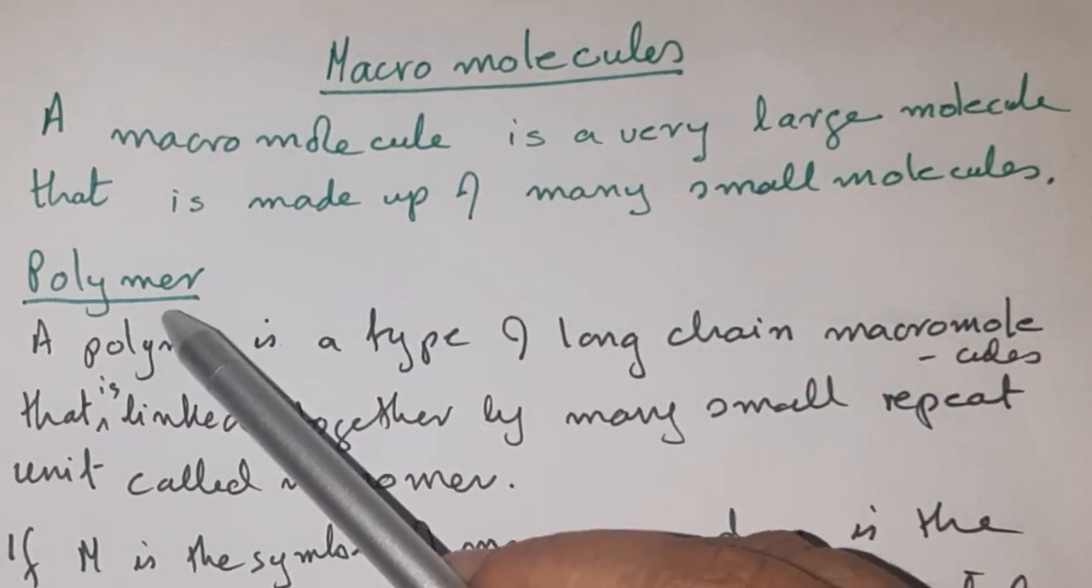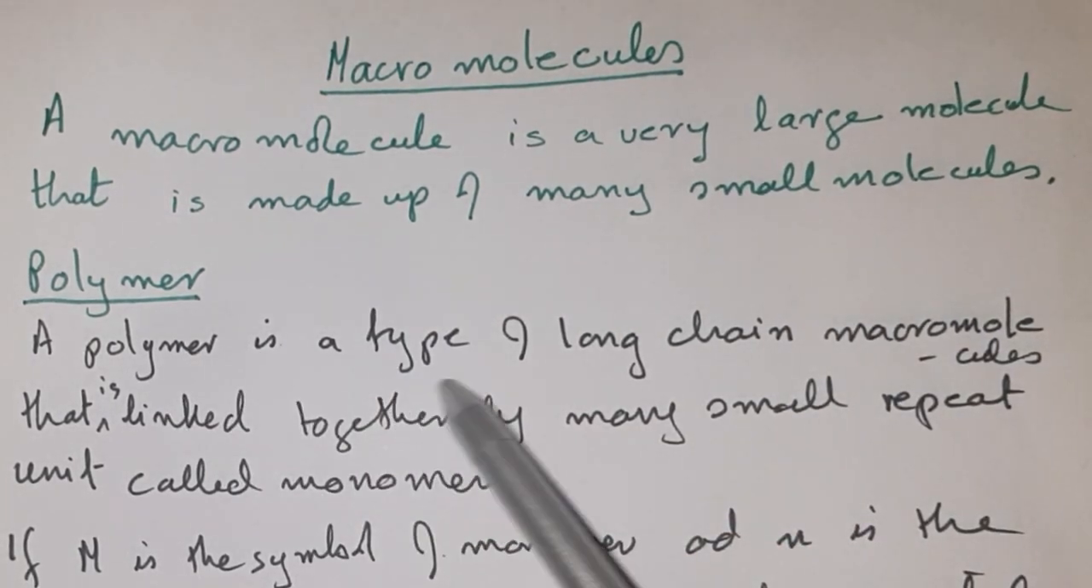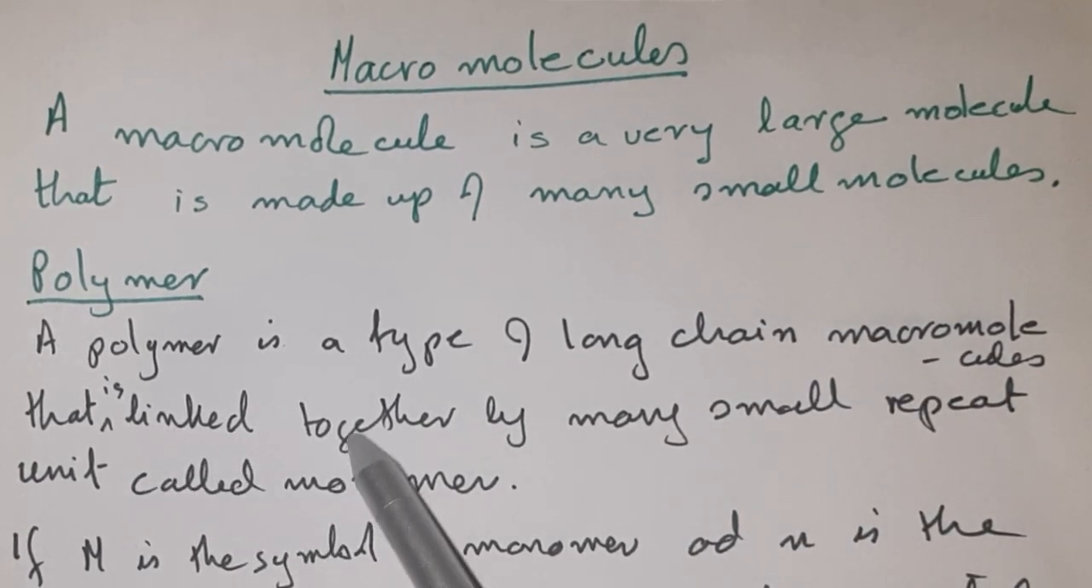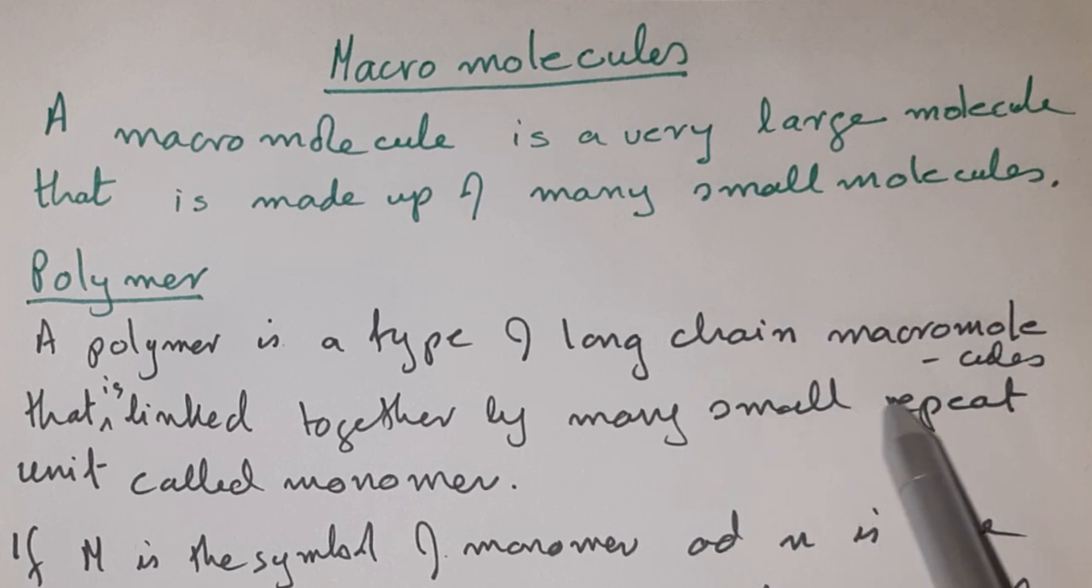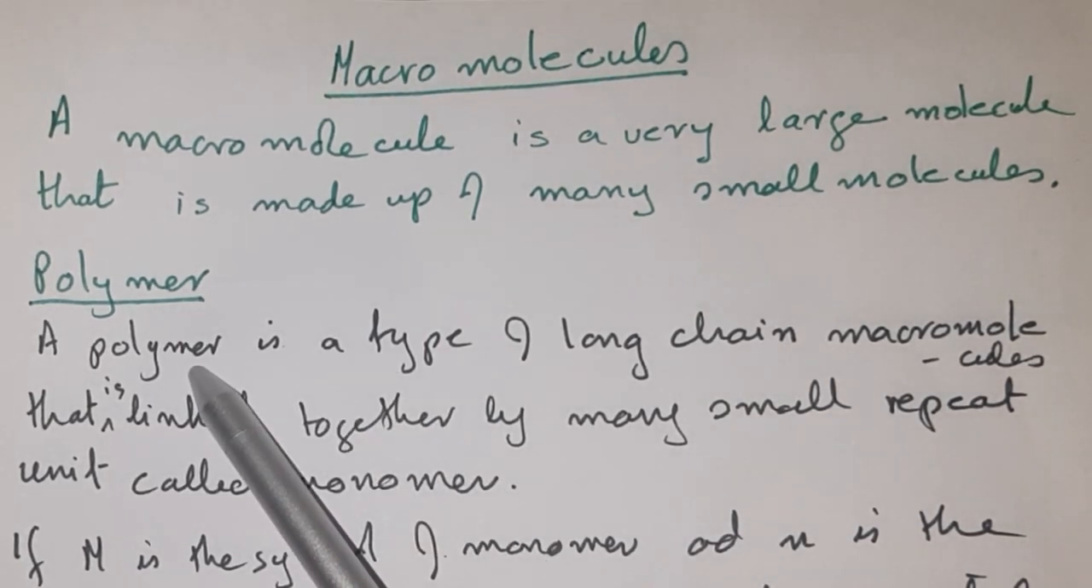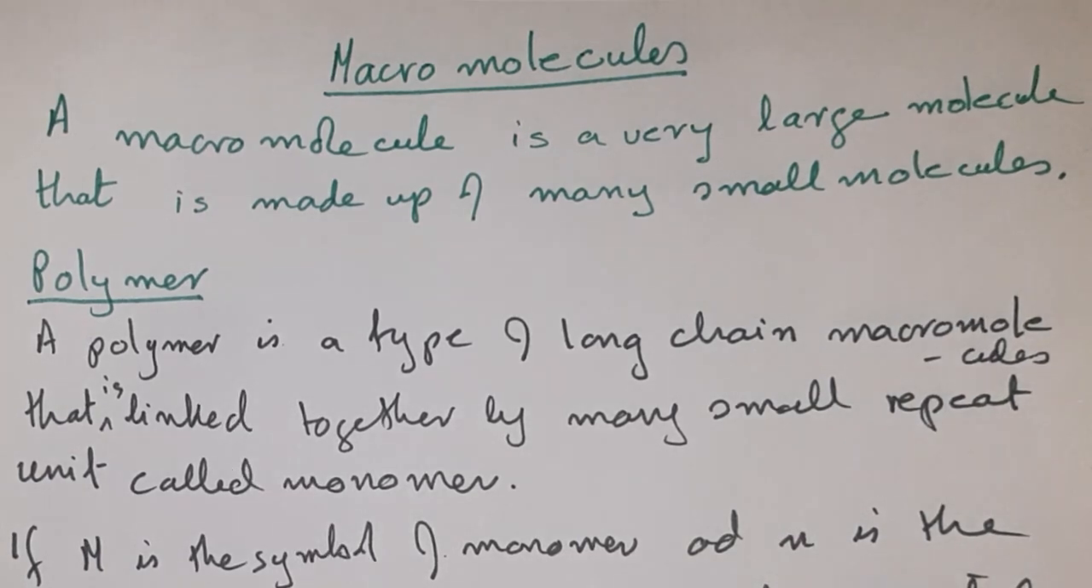Now a polymer is a type of long chain macromolecule that is linked together by many small repeat units called monomers. So monomers are the main single units which join together to form a larger molecule that is called a polymer molecule.